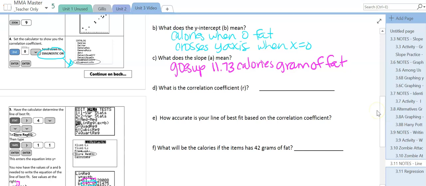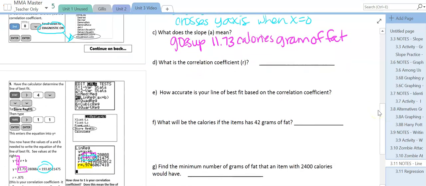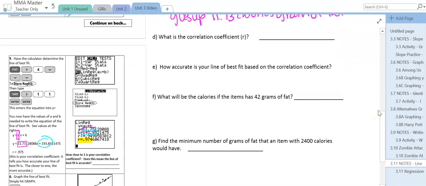So then we're going to go down here, and it wants to know, what is the correlation coefficient? So here's where we're going to answer the rest of these questions. The correlation coefficient down here was 0.974. And it asks us, how accurate is your line of best fit based on the correlation coefficient? Our line of best fit is pretty accurate.